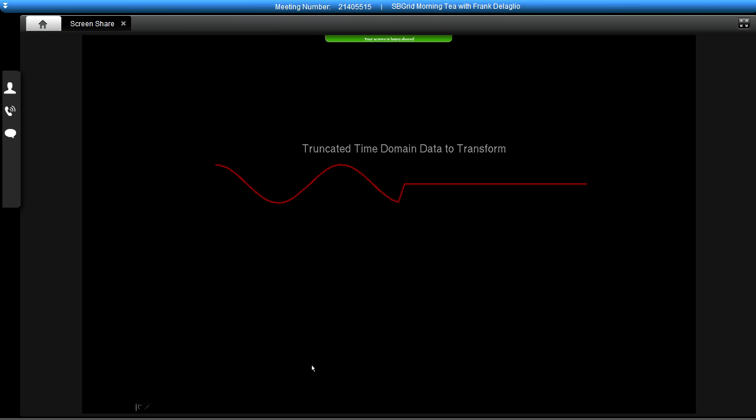But what happens in the special and typical cases that we see in biomolecular NMR, where in a particular indirect dimension, we can often measure only a limited amount of data and a limited number of points? So let's consider a case like that. The same signal that we saw before, but this time it's truncated. We only measure the first part of it.